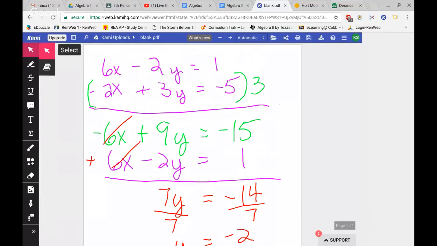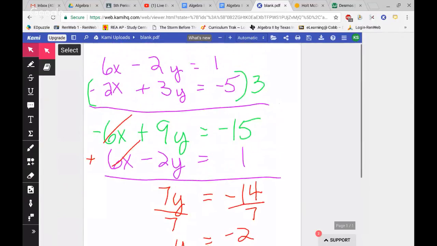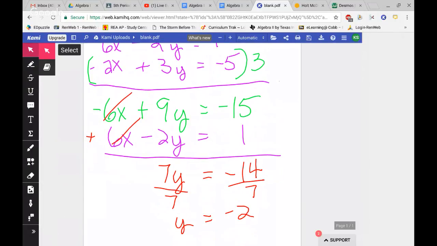All right, now the next step is we would take this y equals -2, and you can substitute it back into either one of the original equations. So I can use the -2x plus 3y equals -5, or I can use the 6x minus 2y equals 1. It doesn't make any difference which one I substitute my value into. So, do you have a preference as to which one you would prefer me to use?